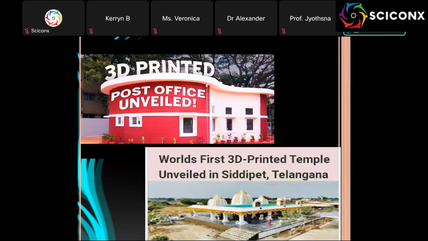So this was basically the two buildings. This was a three-dimensional printed post office. This whole building was made through a three-dimensional manufacturing process for the three-dimensional printing model. So this was the world's first three-dimensional printed temple in Siddipet, Telangana district.